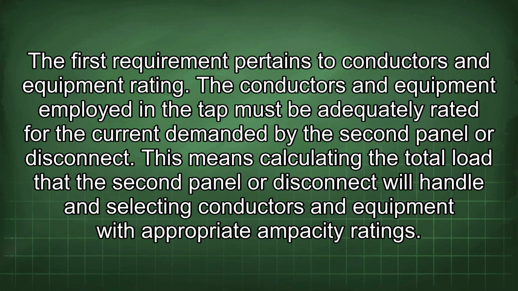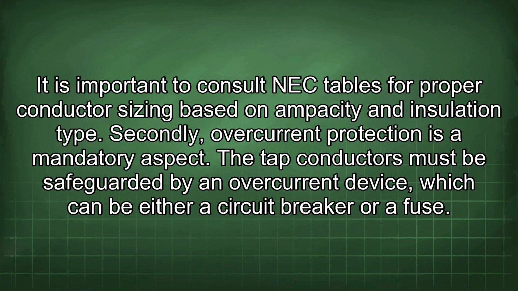The first requirement pertains to conductors and equipment rating. The conductors and equipment employed in the tap must be adequately rated for the current demanded by the second panel or disconnect. This means calculating the total load that the second panel or disconnect will handle and selecting conductors and equipment with appropriate ampacity ratings. It is important to consult NEC tables for proper conductor sizing based on ampacity and insulation type.